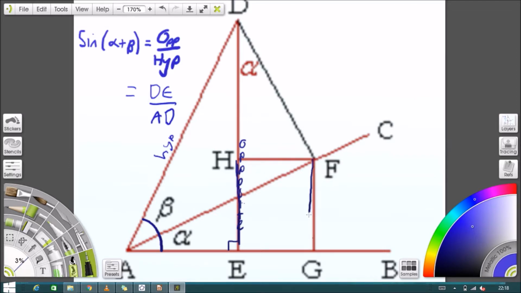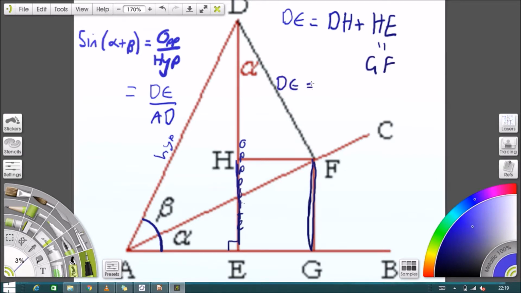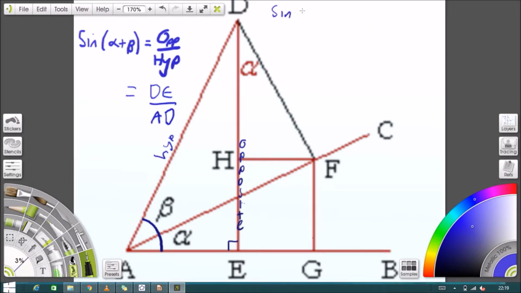Now looking at this picture here, because we know these perpendicular lines, HE and FG are equal. So when I break the line DE down into DH plus HE, DE can also be written as the lines DH plus FG or GF. So I can then break my SOHCAHTOA ratio down to be sine of alpha plus beta is equal to the lines GF plus HD over AD. So that's my opposite broken down in half over my hypotenuse.